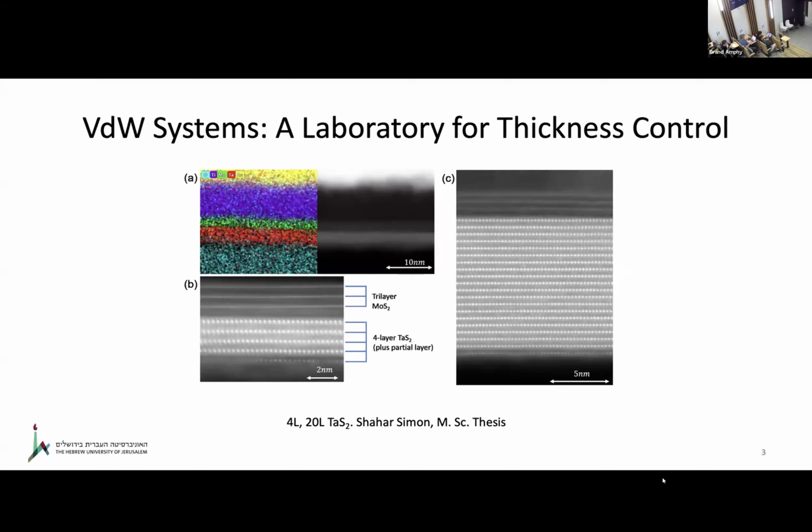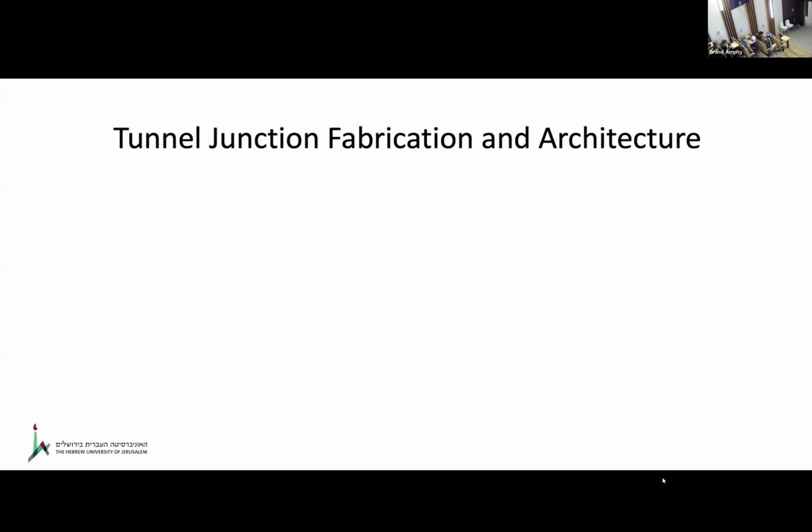You can identify the polytype. You can count the number of layers. And this gives you some level of control over what the thickness is, and you can look at what the thickness does in superconductivity. And our main tool of research in our lab is these tunnel junctions.